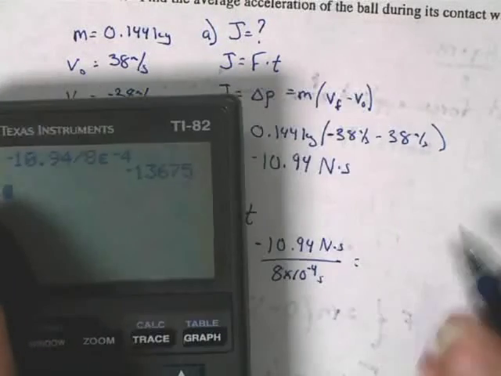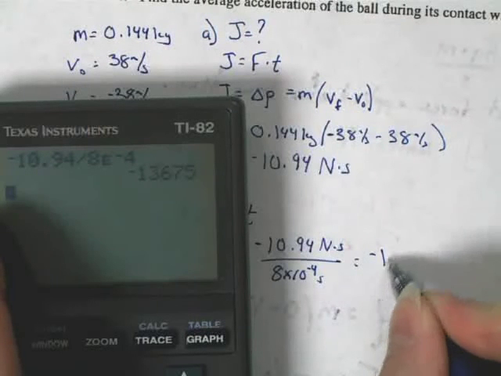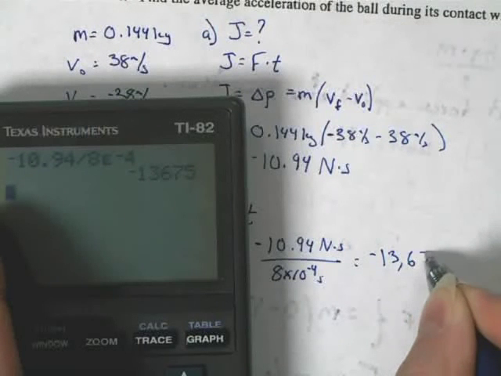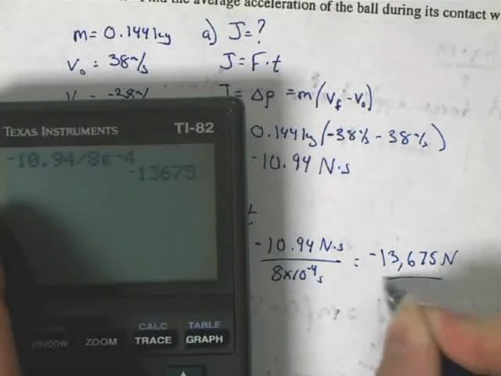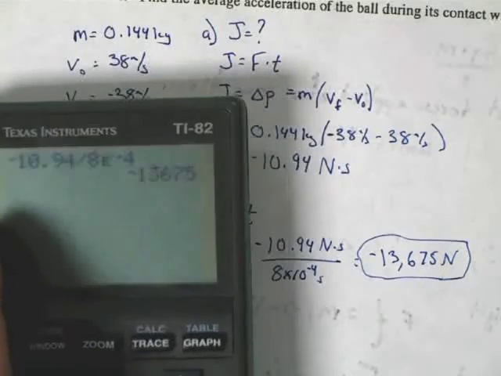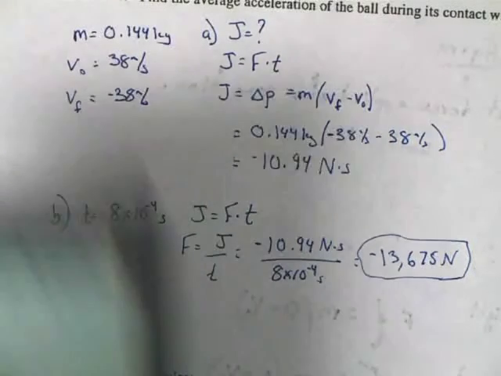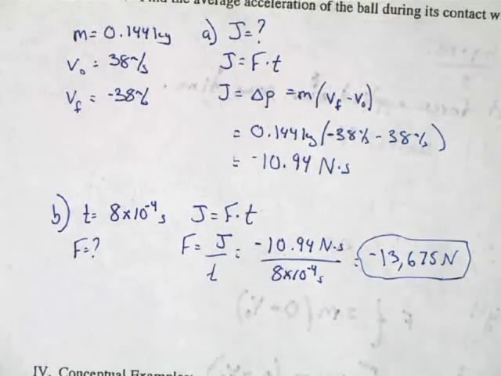When you press that, it gives you the E right here. And that's the scientific notation for your calculator. So right there, that means the same as this. So negative 13,675 newtons. Anyone having troubles with their calculator for this?